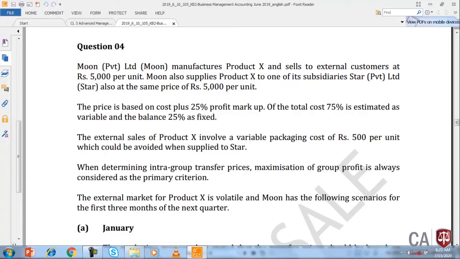But when you are supplying to an external customer, you need to attract them, therefore you need to pack it and deliver it to their destination. When determining intergroup transfer prices, maximization of group profit is always considered the primary criterion. The external market for the product is volatile, and Moon has the following scenarios for the first 3 months of the next quarter. Now, without moving into the three scenarios, let's try to draw up this situation on a sheet. I will move into the whiteboard screen.